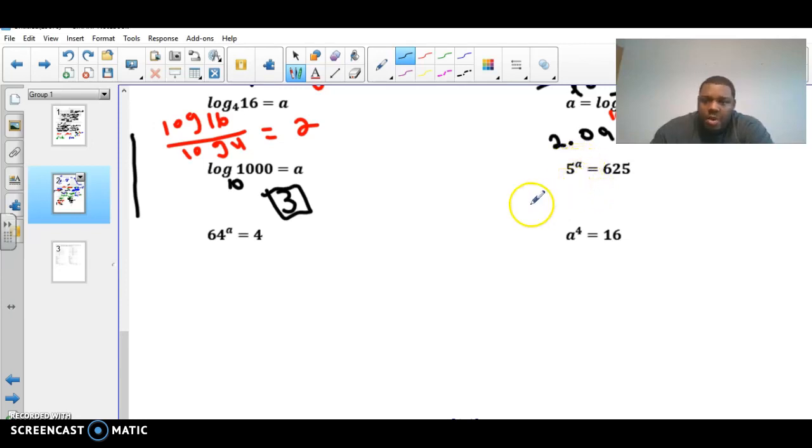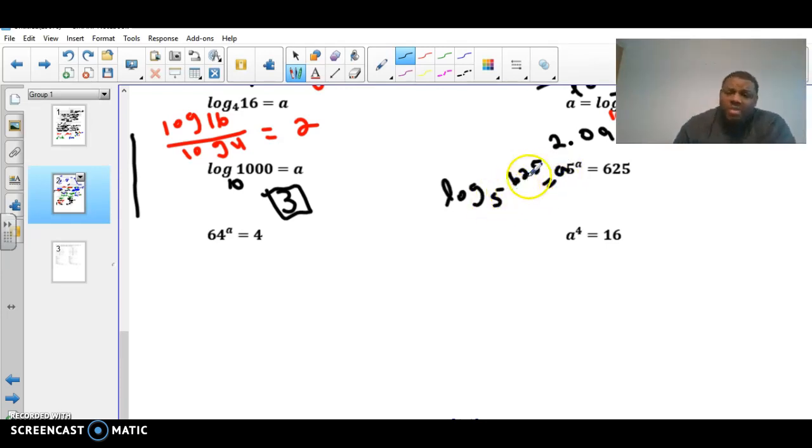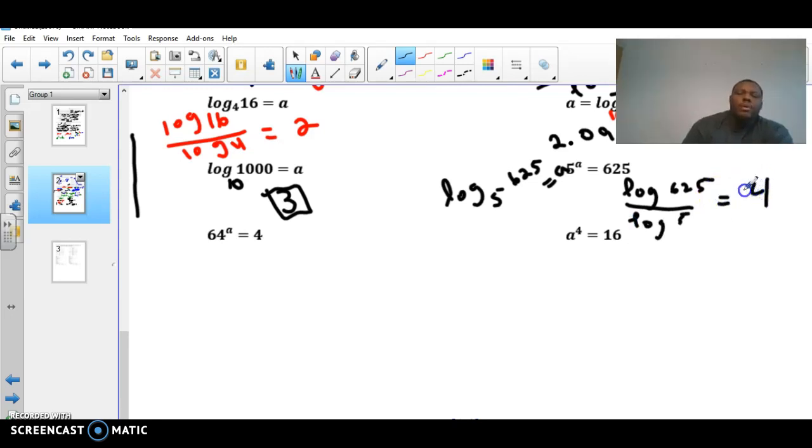When I have to find my exponent, we can rewrite this as log base 5 of 625 equals A. We don't know what A is, but this is that same case where we have our base and our argument, and we're looking for our exponent. So you would do log of 625 divided by log of 5, and you'll get 4.